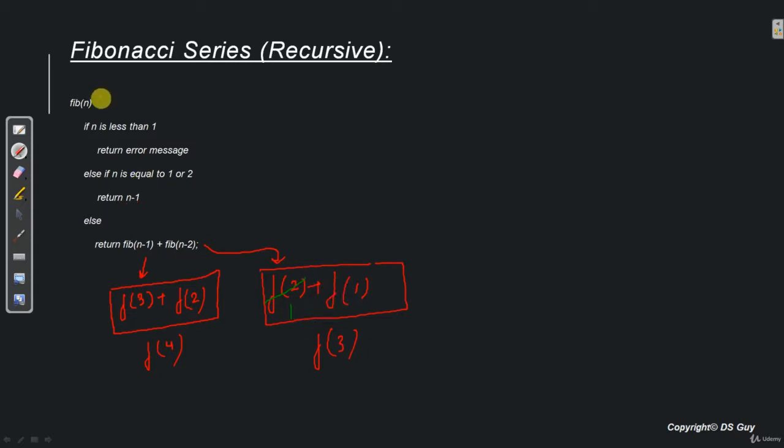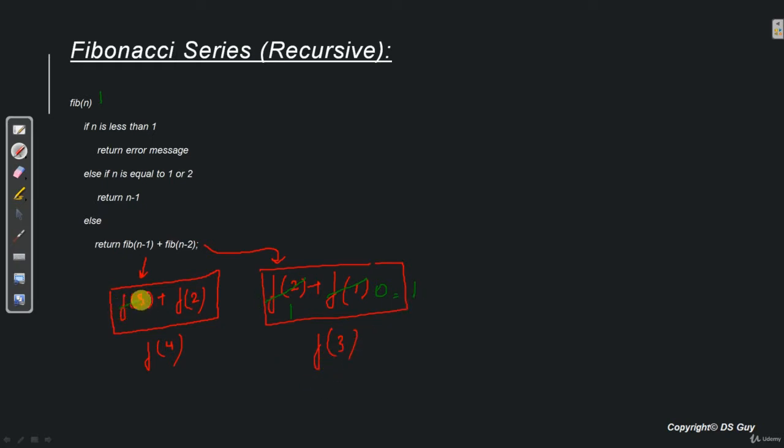So if we place 1 over here, is it less than 1? No. Is n equal to 1? Right. So return n minus 1. That is 1 minus 1. That is 0. So we put 0 over here. So now 1 plus 0 is equal to 1. So we have obtained the value of f of 3, which is 1.